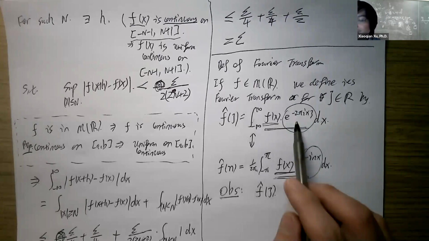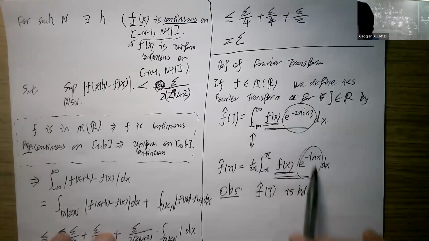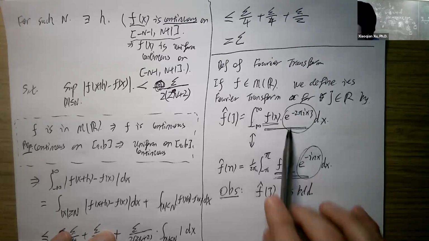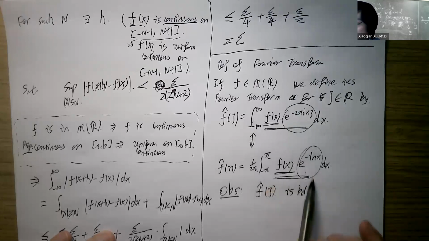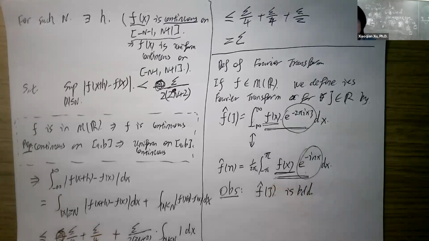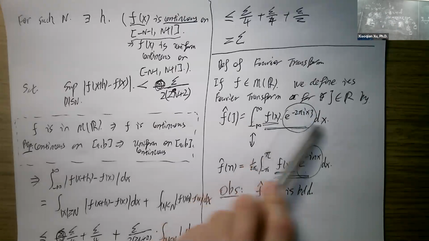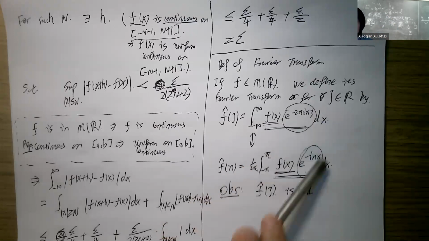The reason you can do that is simply because this part, which is some ugly part, although it looks like an exponential function, has a norm that is always 1. So sometimes we call this kind of integral an oscillatory integral, if you have some other things here to make it more complicated.